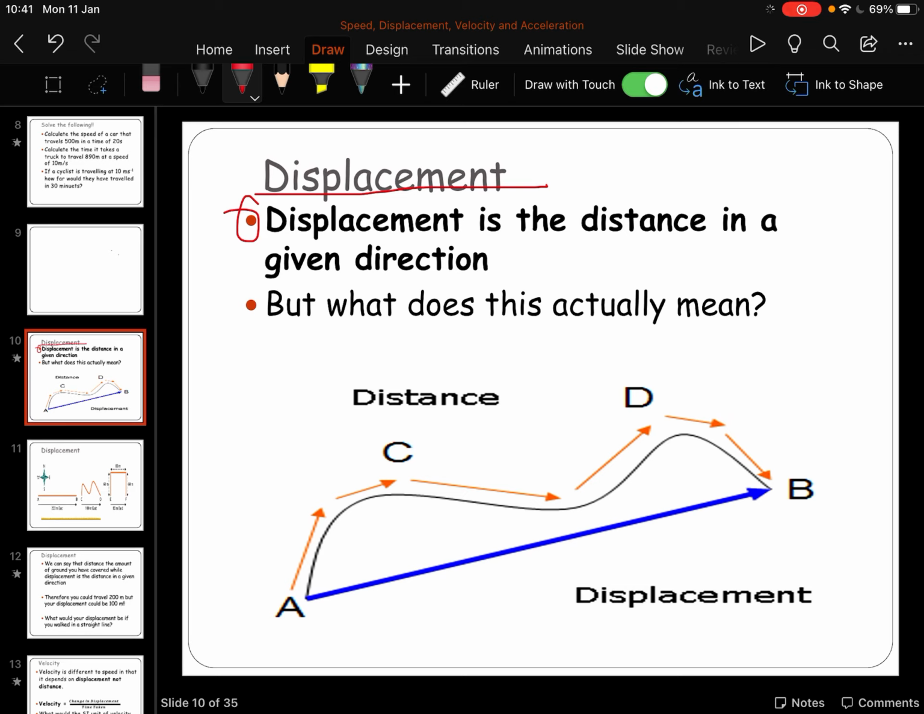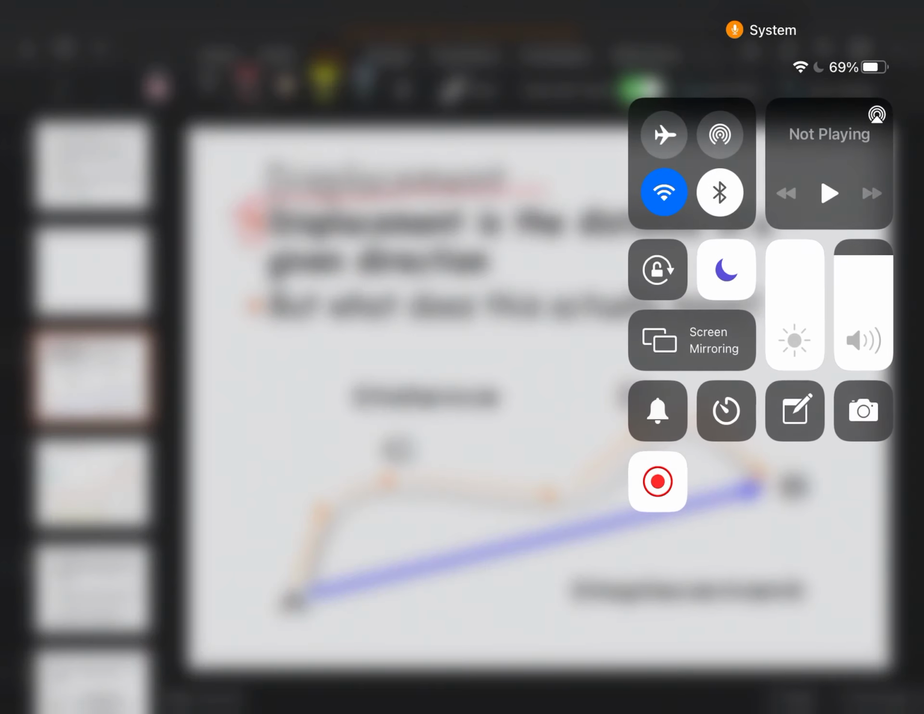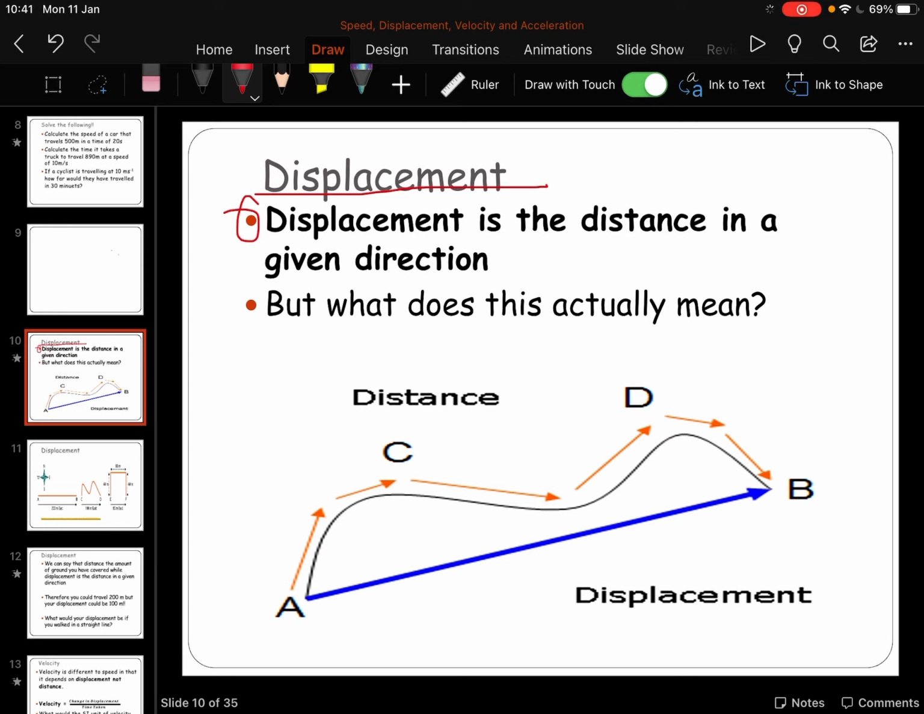So it's different to distance. Distance is just a regular distance, whereas displacement is distance in a given direction. That's the key here. And I should have kept an eye on the time to see how long this video is recording. Anyway, we'll move on. After today, I'll try and keep an eye on the time and make sure none of the videos go over half an hour. I think half an hour is long enough for a video, but I didn't actually keep track of time this time.